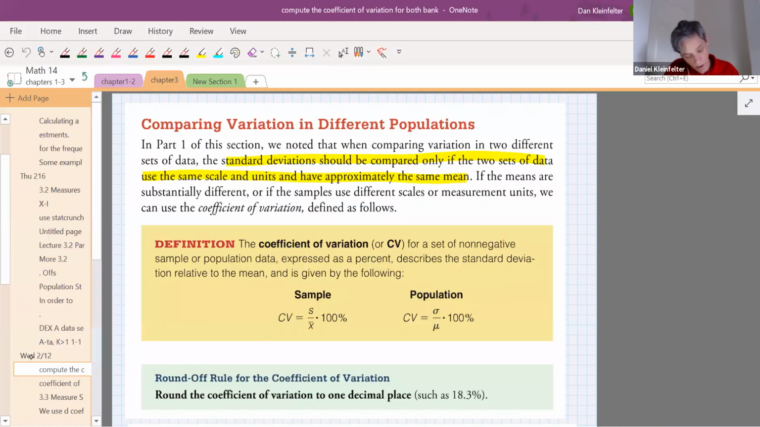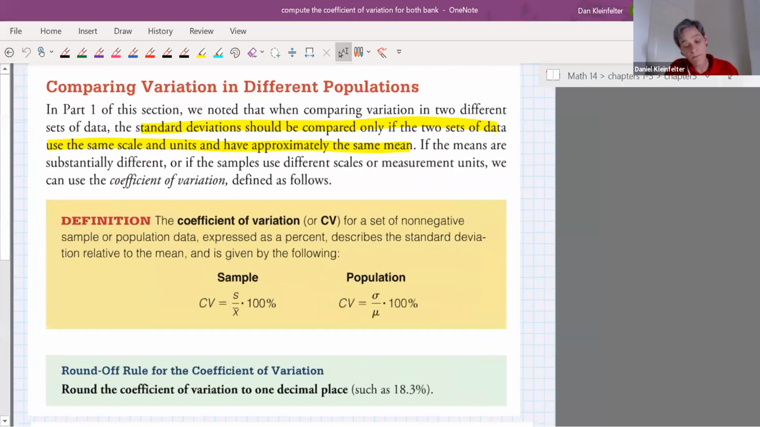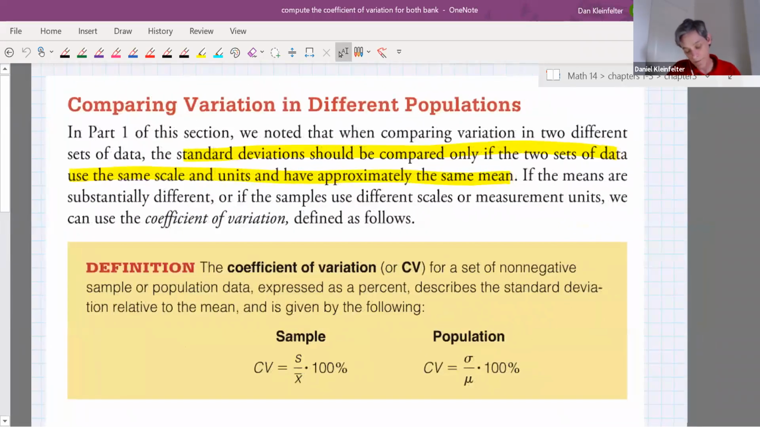All right, so we're almost done with this section. We have basically one more topic, and that's the idea of the coefficient of variation. We mentioned back in part 1 of this section that if you're comparing variation in 2 different sets of data, the standard deviations should be compared only if the 2 sets of data have the same scale and units and approximately the same mean. If the means are significantly different, or if the samples use different scales or different measurement units, we can use the coefficient of variation defined here.